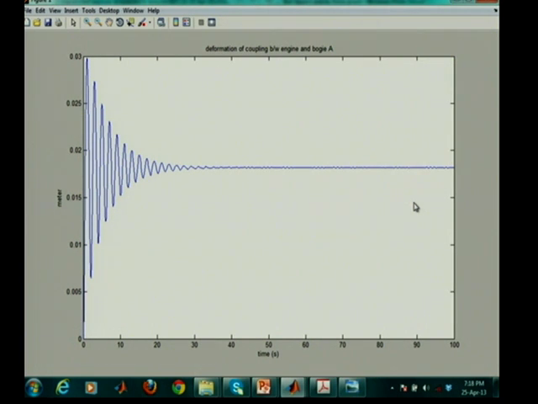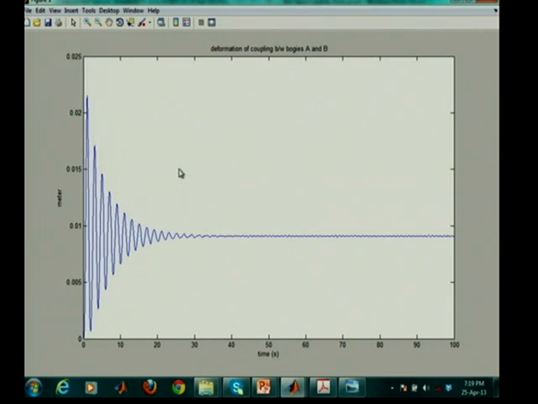Now if you analyze the deformation of the couplings between the engine and the bogie, you initially started with a jerk, and so what has happened? Your system was initially at rest, but because of the jerk, the transients got excited, and that is what resulted in these transient oscillations. But once the system pulled up and it became steady like this, your deformation remains steady thereafter.